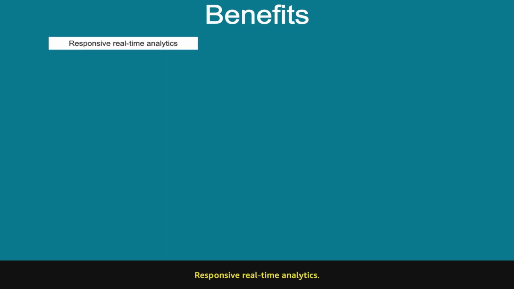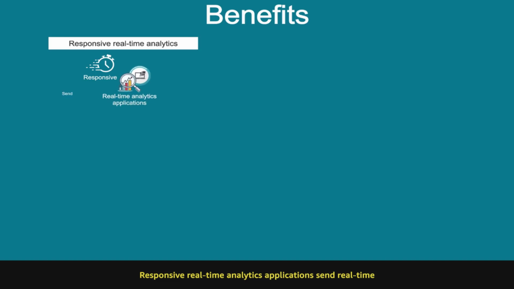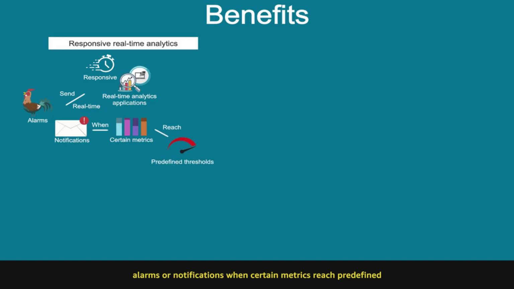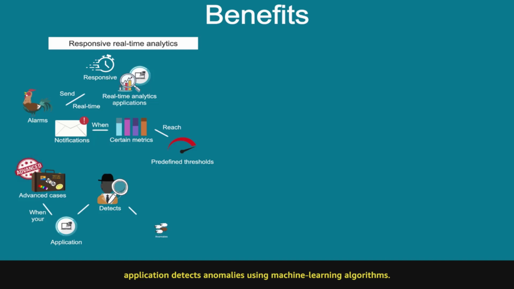Responsive real-time analytics. Responsive real-time analytics applications send real-time alarms or notifications when certain metrics reach predefined thresholds, or in more advanced cases, when your application detects anomalies using machine learning algorithms.